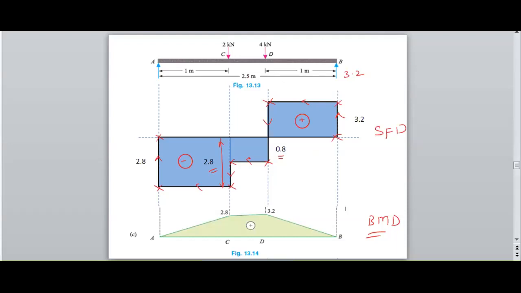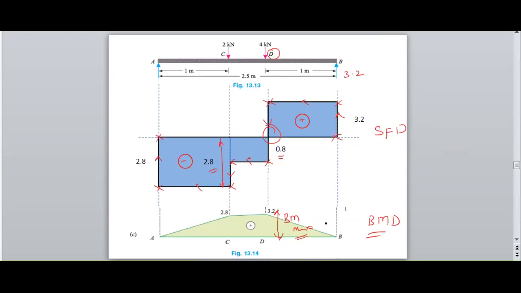So we can see here the sign change occurs at D. Therefore, I will get the maximum bending moment at D in my bending moment diagram.